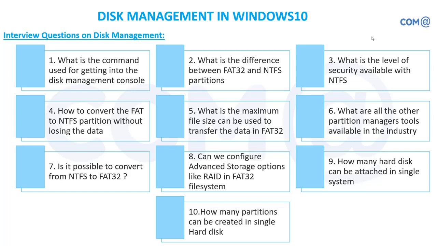Can we configure advanced storage options like RAID in FAT32? No. How many hard disks can be attached in a single system? Maximum 4. Then, how many partitions can be created in a single hard disk drive? You can use tools, but we want to restrict within 4 partitions. But as such, you can create partitions from C drive to Z drive, as long as it can accommodate the space. But we are not suggesting to create more than 3 or 4.